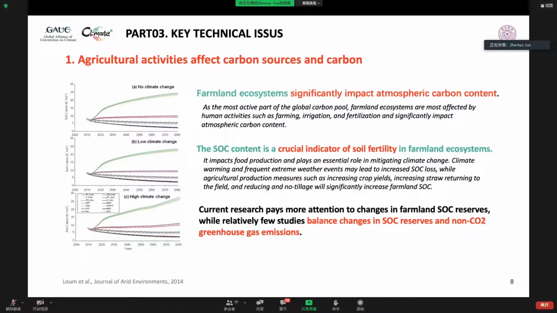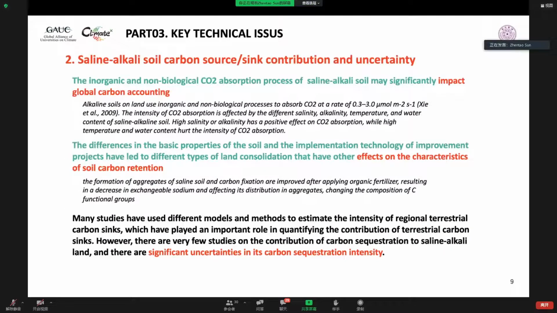Agriculture activities affect carbon sources and carbon sinks. Current research pays more attention to changes in farmland SOC reserves, while relatively few studies balance changes in SOC reserves and non-CO2 greenhouse gas emissions. Saline alkali soil carbon source or sink contribution and uncertainty: there are very few studies on the contribution of carbon sequestration to saline alkali land, and there are significant uncertainties in that carbon sequestration intensity.